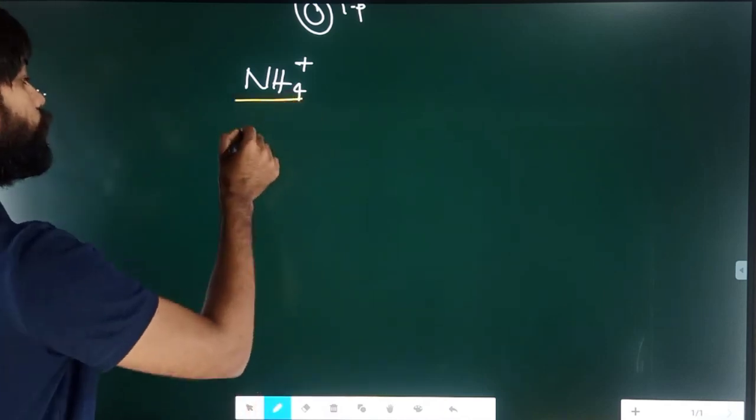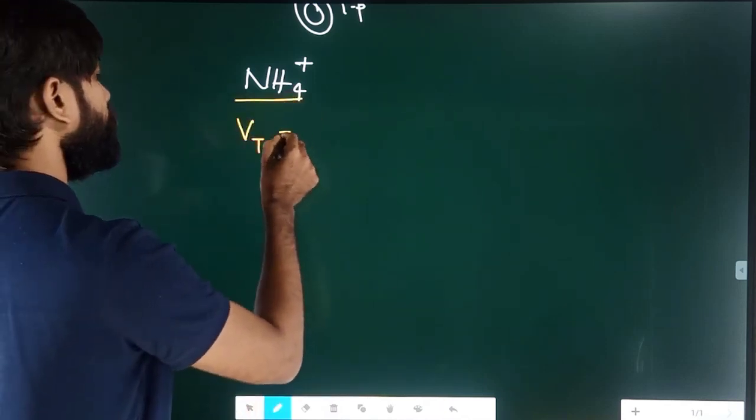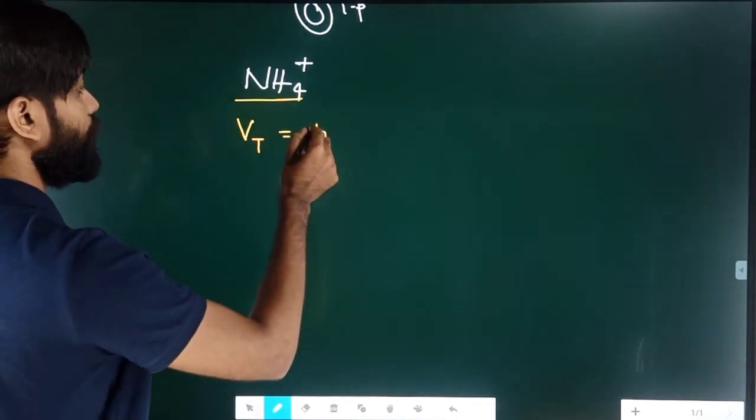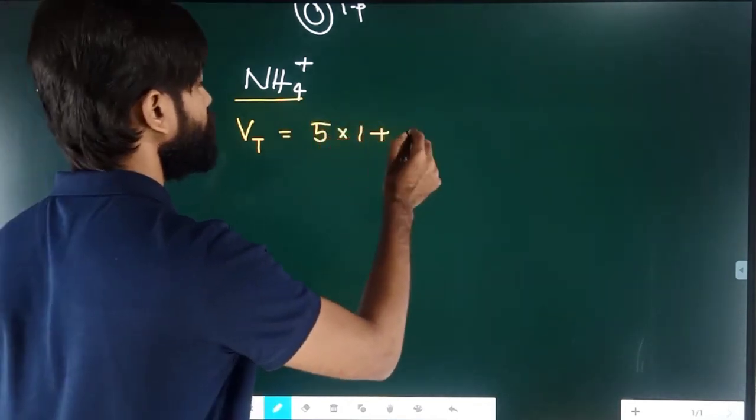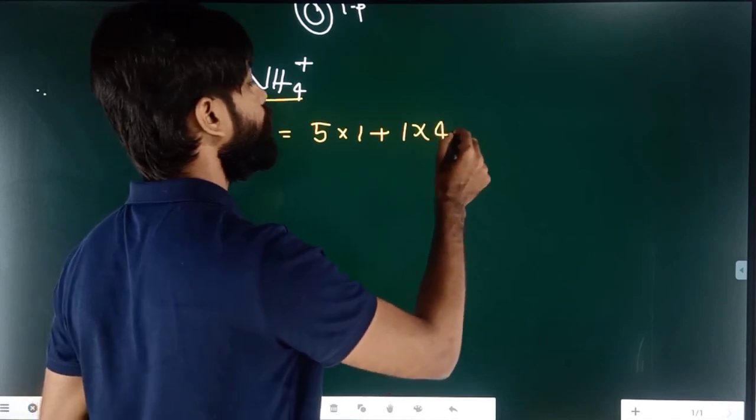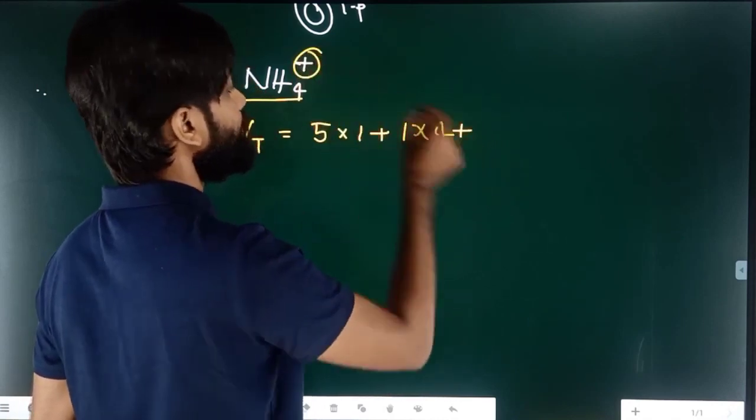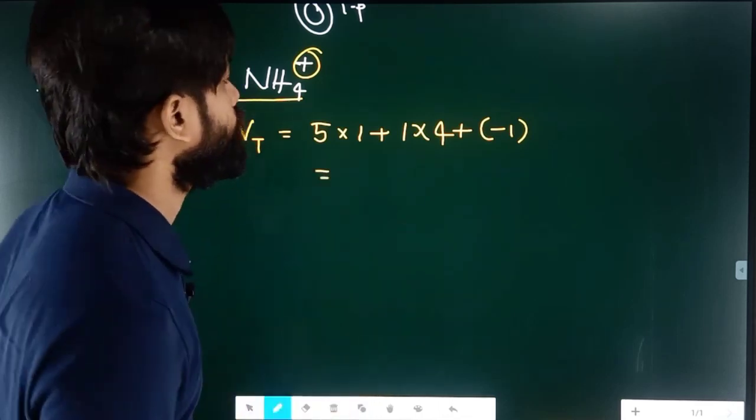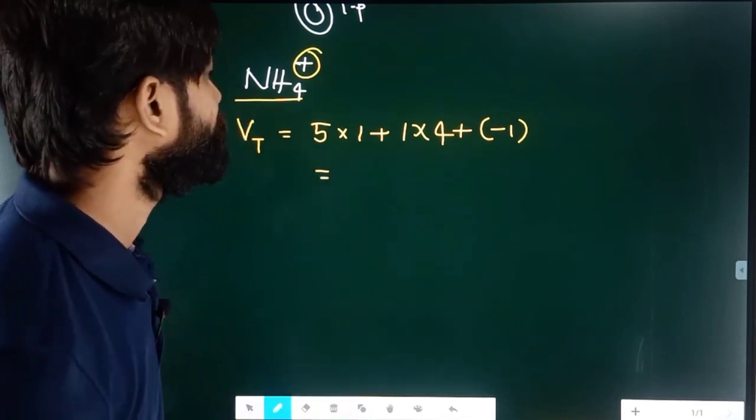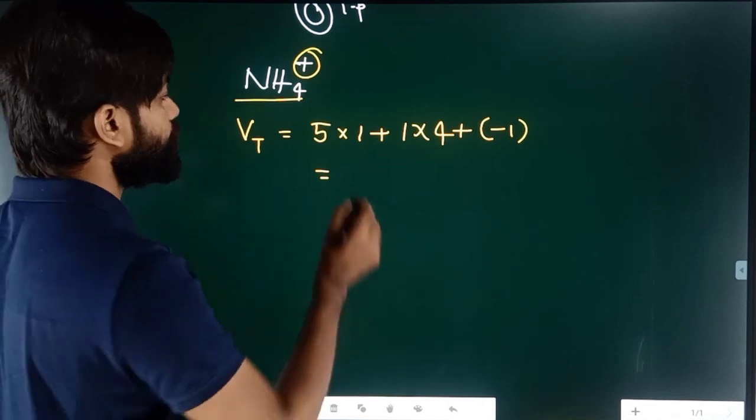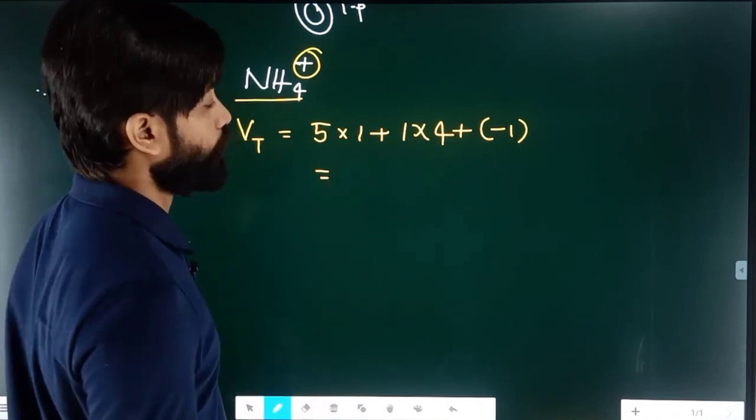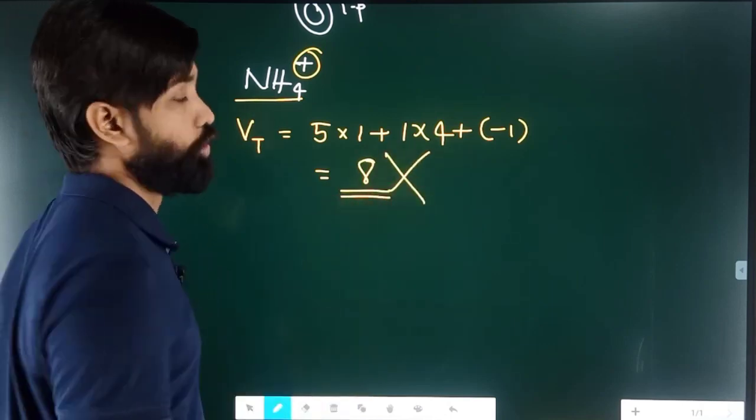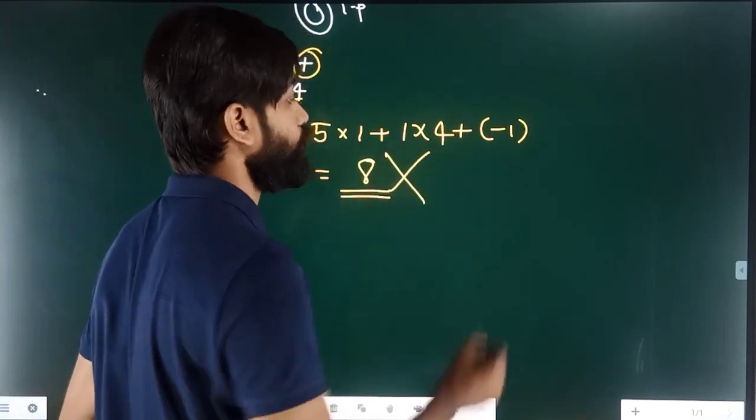Listen. What is the total valence electron? Nitrogen, the valence electron 5. 5 into 1, plus hydrogen, there is only 1 electron, 1 into 4. Plus 1 means there is a loss of 1 electron. So what about the answer? The answer is 5 plus 4 minus 1, 8. This calculation is wrong.